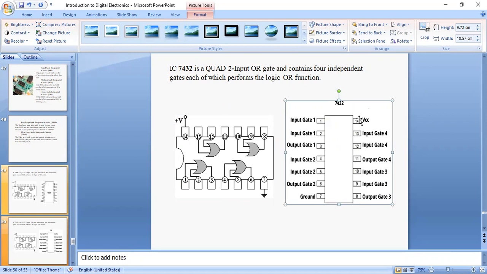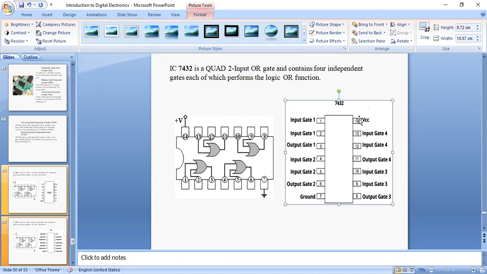Now what is the output of the OR gate? If the two inputs are low, only then you are getting the output low, otherwise you are getting the output high. If any one input is high, you are getting the output high. And if both inputs are high also, you are getting the output high. So this is about the OR gate.